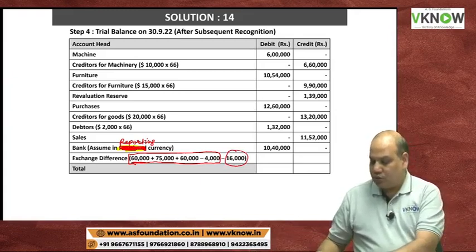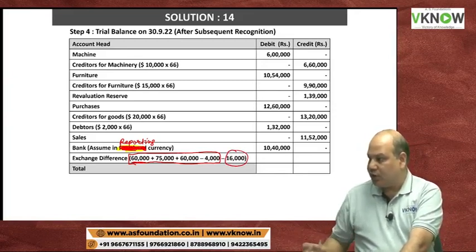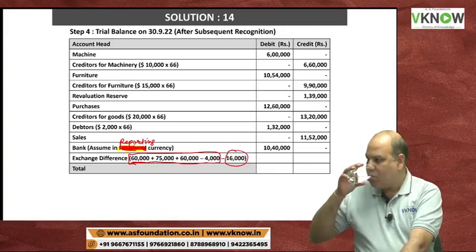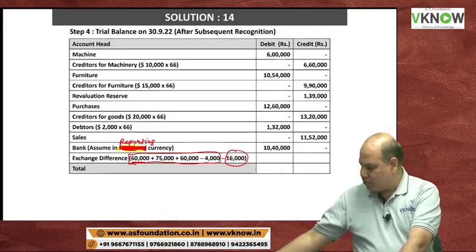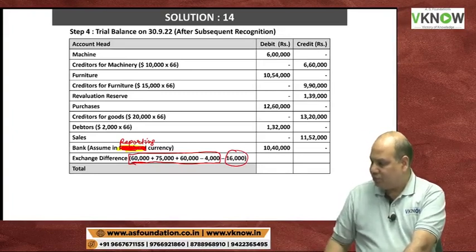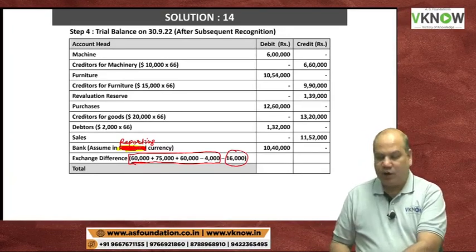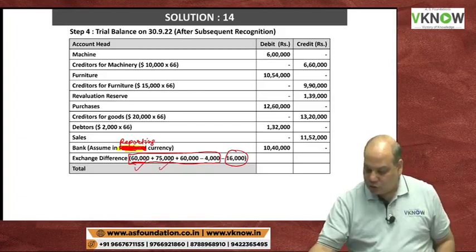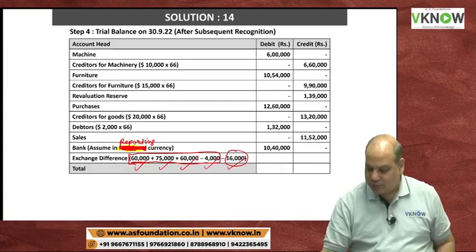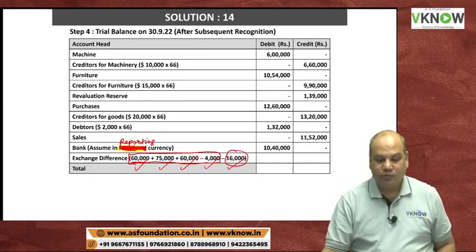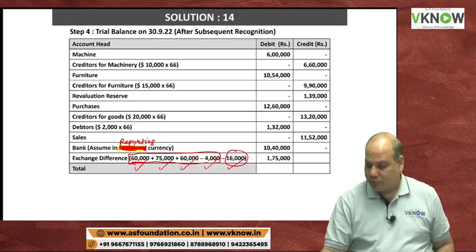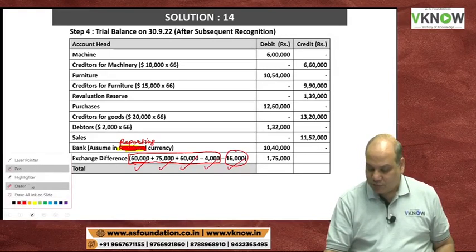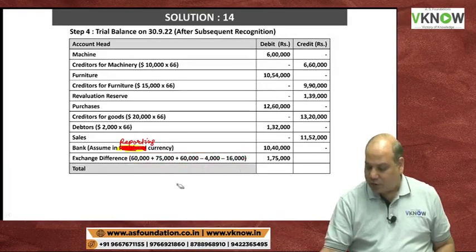So total exchange difference, some of you tell me. Please reply fast. What is the exchange difference that will appear in the trial balance? There is a loss, loss, loss, gain, gain. So the final figure of exchange difference is a net debit of 1,75,000.